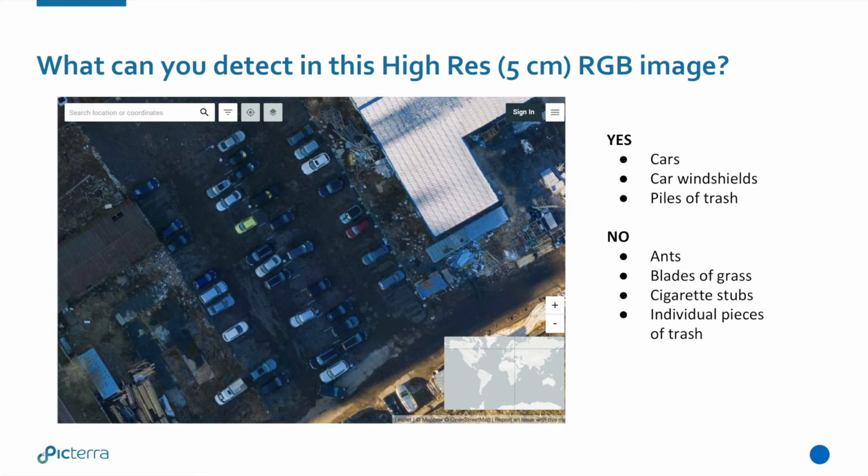In this high-res RGB drone image, I can most certainly detect cars. I can probably detect the windshields on those cars, and I can probably also map the piles of trash. However, the resolution is not good enough for tiny objects like, say, ants, individual blades of grass, cigarette stubs, or the individual pieces of trash in those piles.